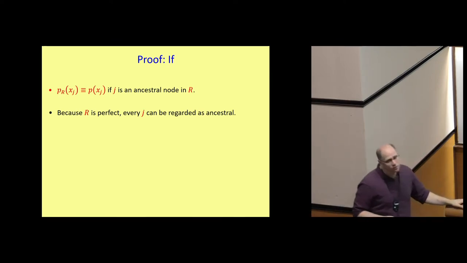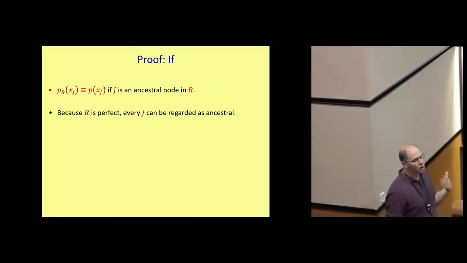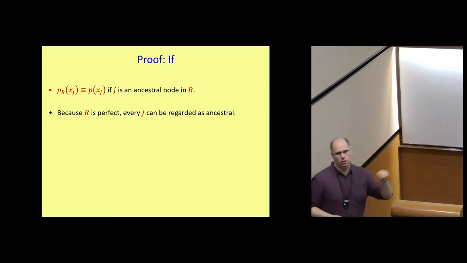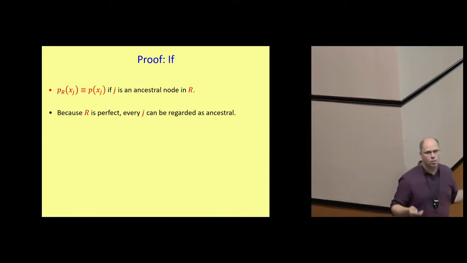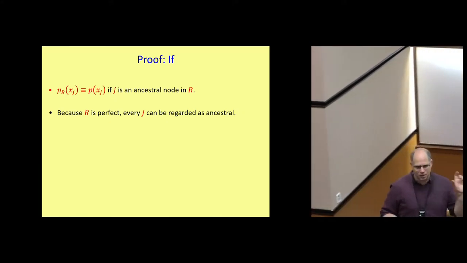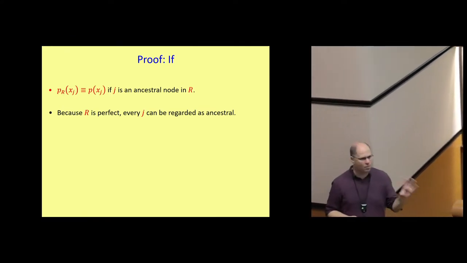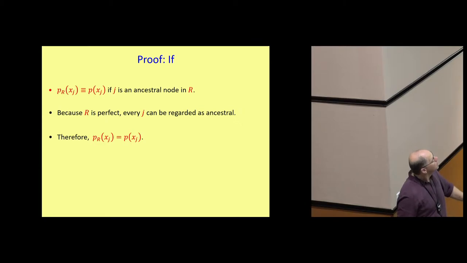Now, because R is perfect... remember the couple of slides ago. Every J can be regarded as ancestral. It's going to be ancestral in some equivalent DAG. That means that all your marginals are undistorted. That's a property of perfect DAGs. Imperfect DAGs don't satisfy that property. For imperfect DAGs, some marginals might be distorted. So that means that all your marginals are correct.